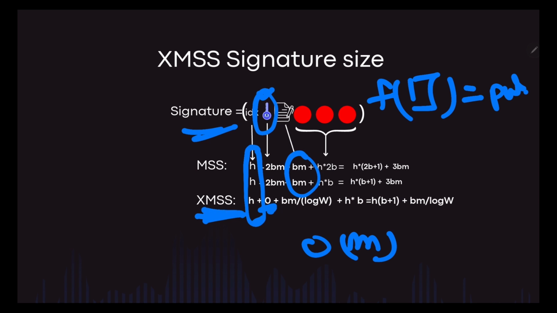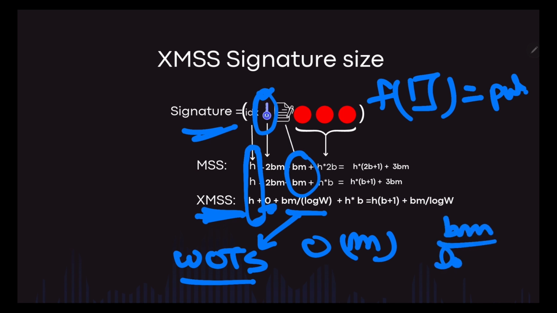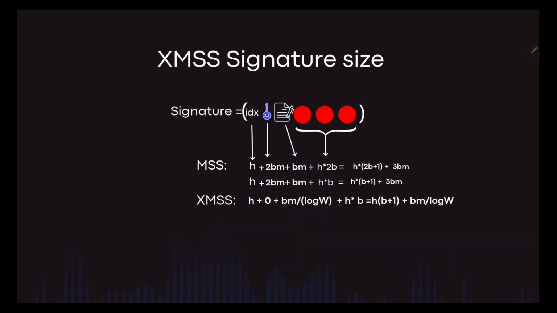But here in the XMSS scheme, we are considering the WOTS scheme that we have studied in the previous slide, and so order of m is not required, but b into m divided by log of w is required. So this is the change made by the signature scheme XMSS, which is very beneficial.